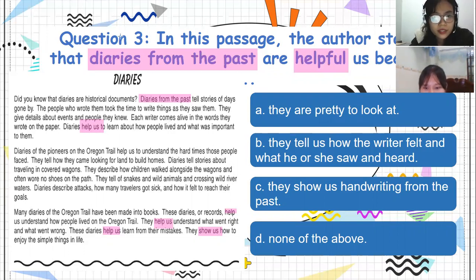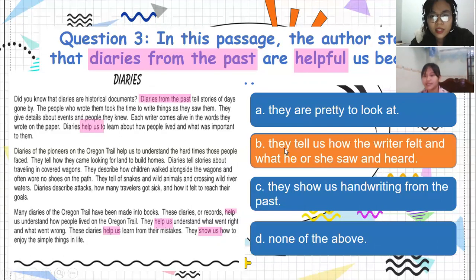Is it correct? Okay, yes, let's see a little bit. Oh, it's B. They tell us how the writer felt and what he saw and heard. Oh, where is it? The people who wrote took time. Let's see this one. Learn how people lived. That's only how people lived, not how the writer felt.